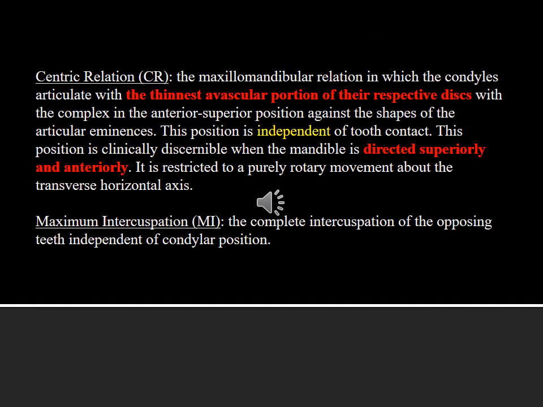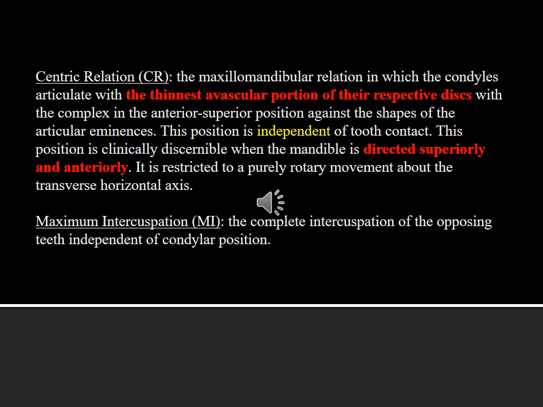In this slide, we have very important terminologies you have to know and very important definitions. We have the centric relation. Centric relation is a maxillomandibular relationship in which the condyle will articulate with the thinnest avascular portion of the disc, with or against the articular eminence in the anterior superior position. This position, you have to know, is independent of tooth contact. It is a bony position. It is irrelevant to the teeth contact.